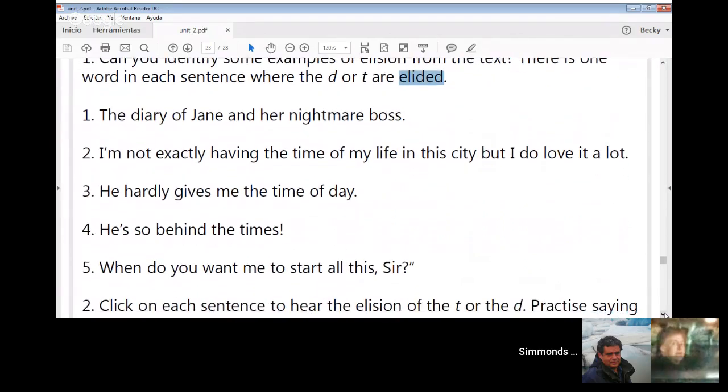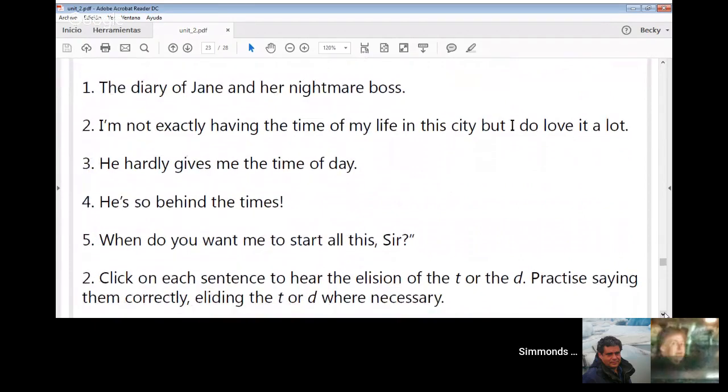So what we'll do is maybe I will have you two read, so I don't spoil the surprise here. Does that sound okay? Okay. I don't think anyone's very sure today, but we'll give it a try for the first couple and see how it goes. So, Rafa, is that okay with you? Okay, perfect. All right. So, Rafa, why don't you go first and go ahead and read the first example for us? The diary of Jane and her nightmare boss.